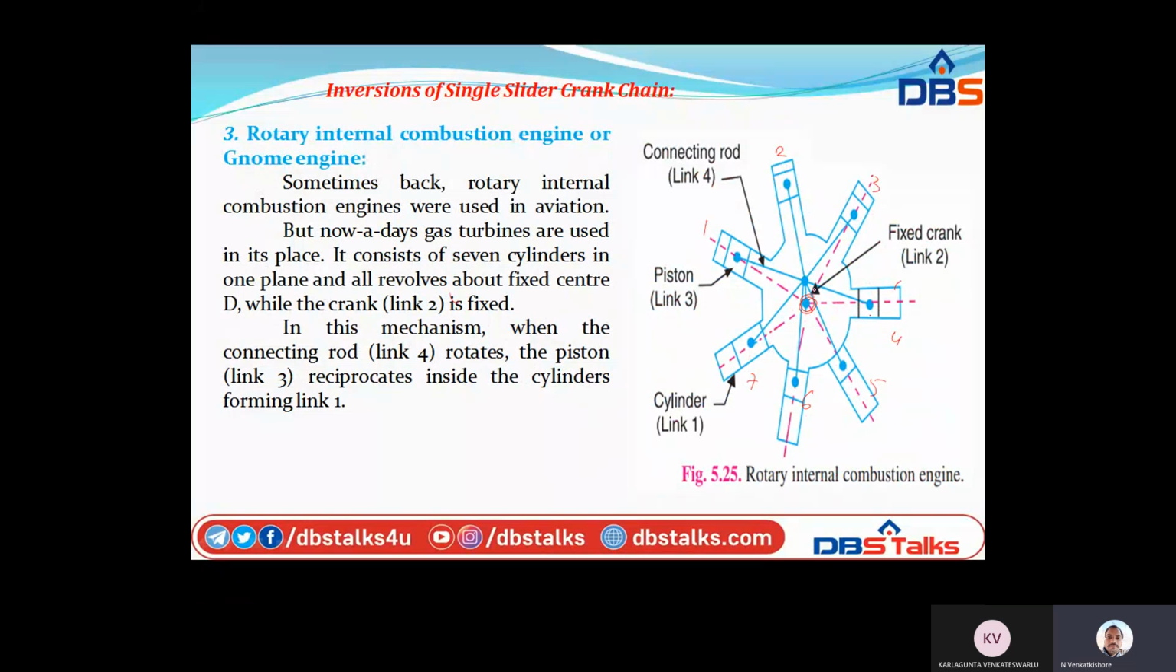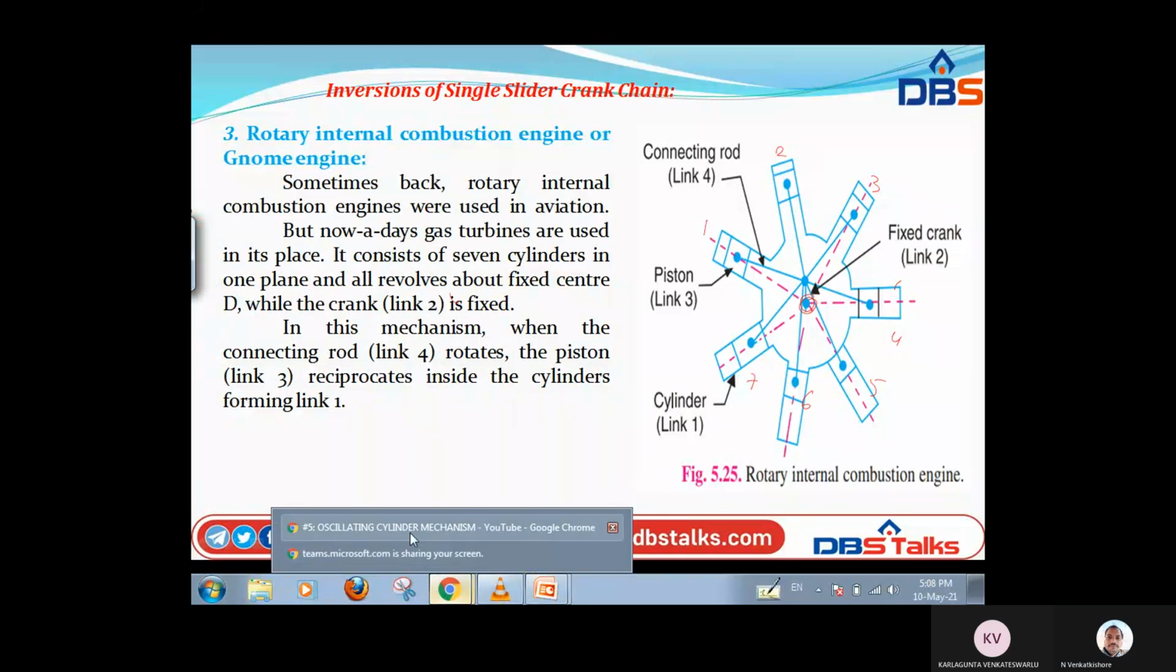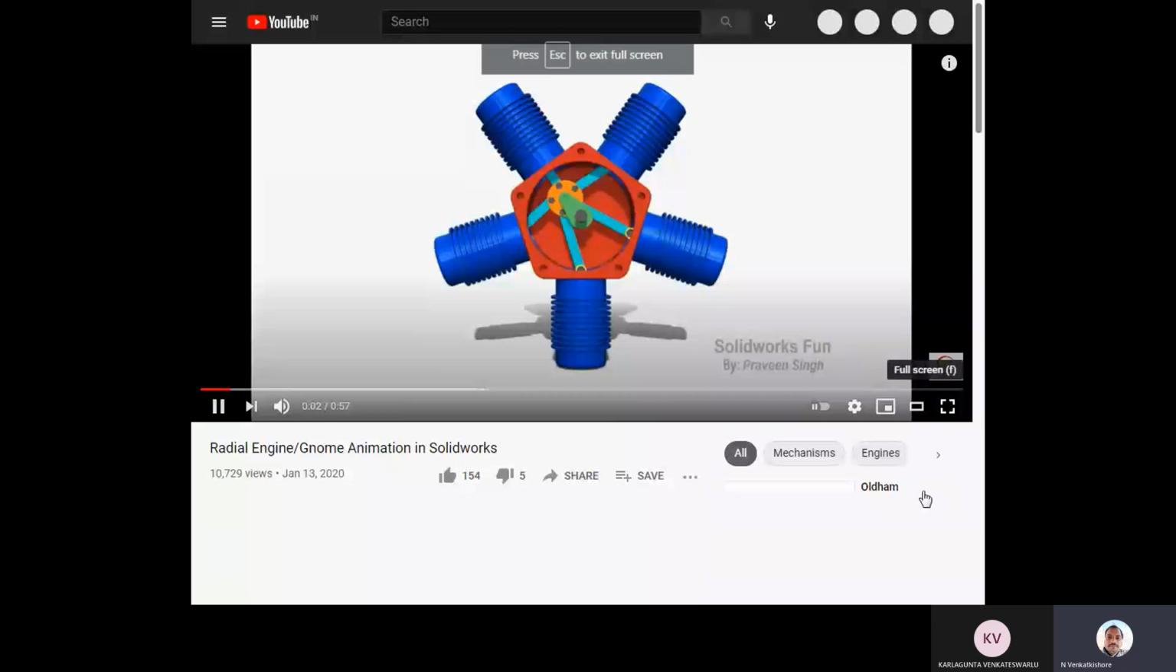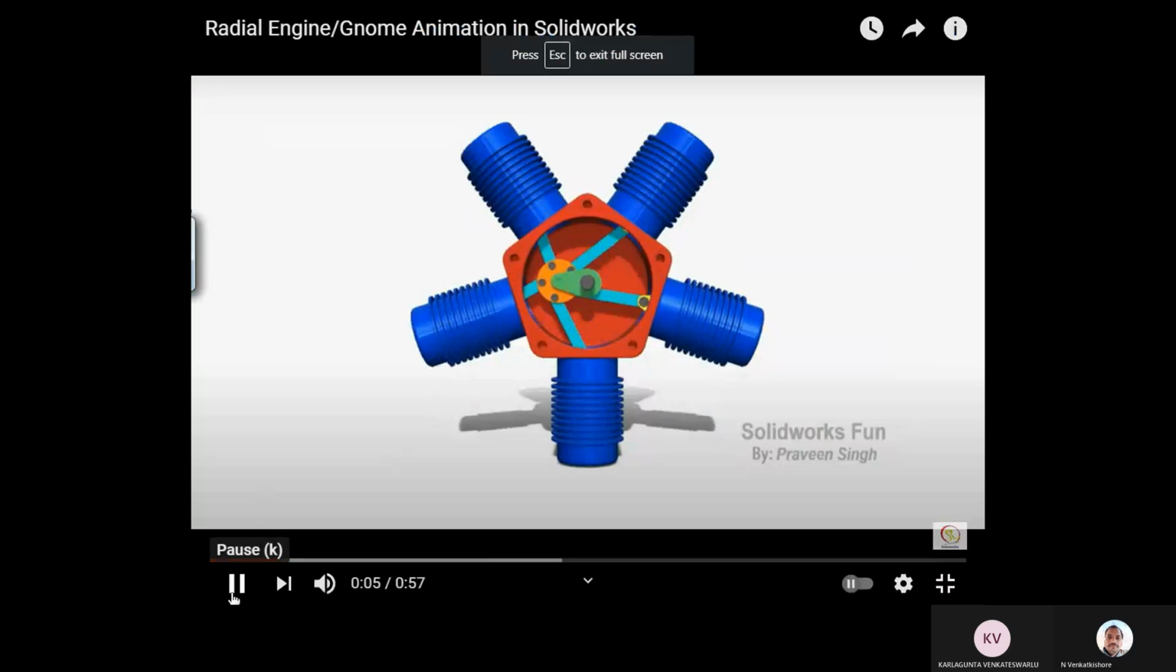Here also, for the movement of the piston arrangement, the crank is to be linked. In this mechanism, when the connecting rod rotates, the piston reciprocates inside the cylinder, which follows link 1. If you see the animation, it will clearly give the full information. So let us see. This is the animation. See here.